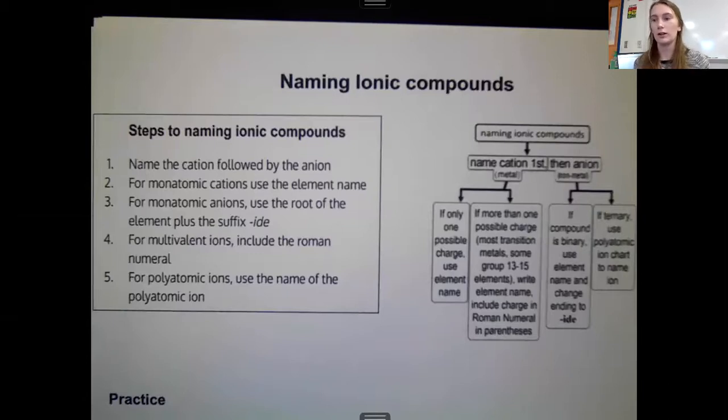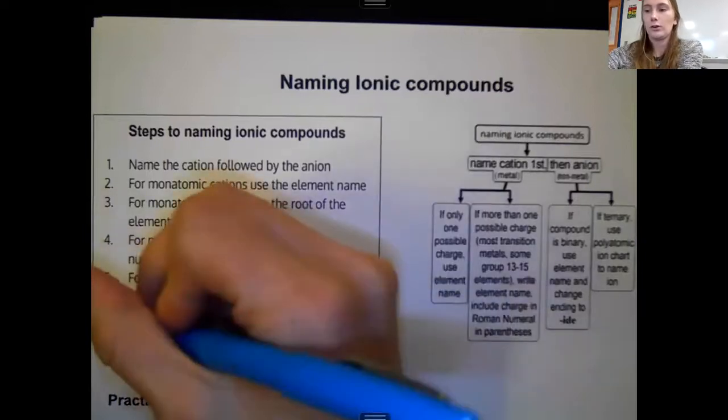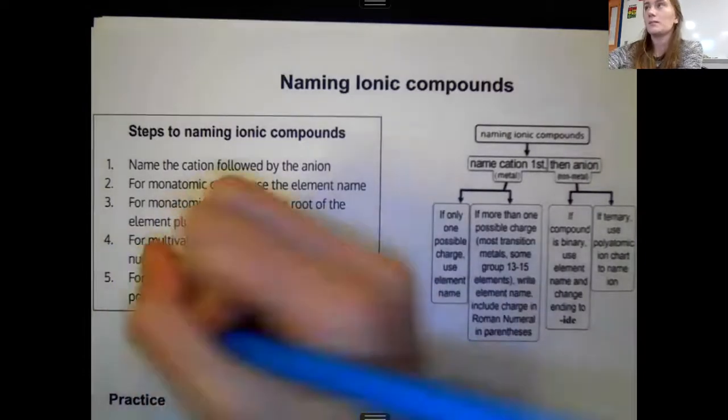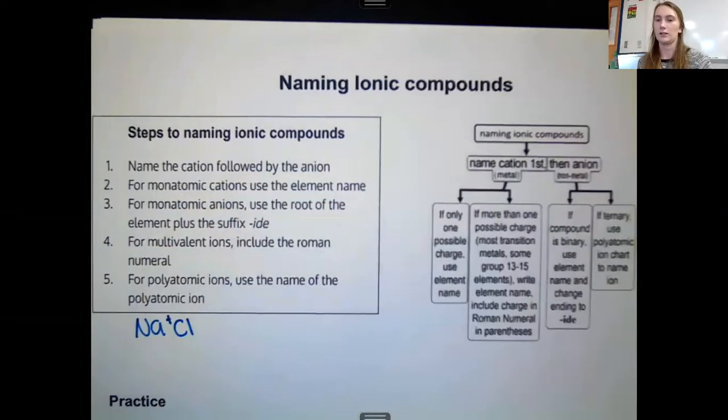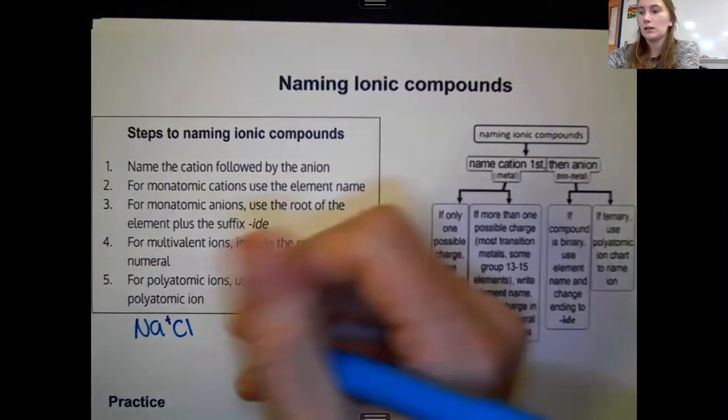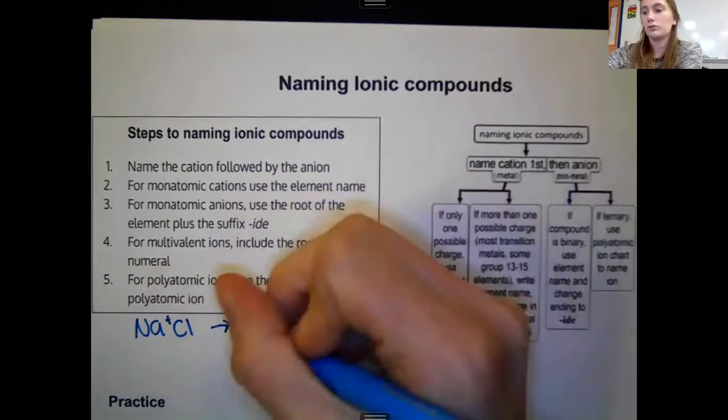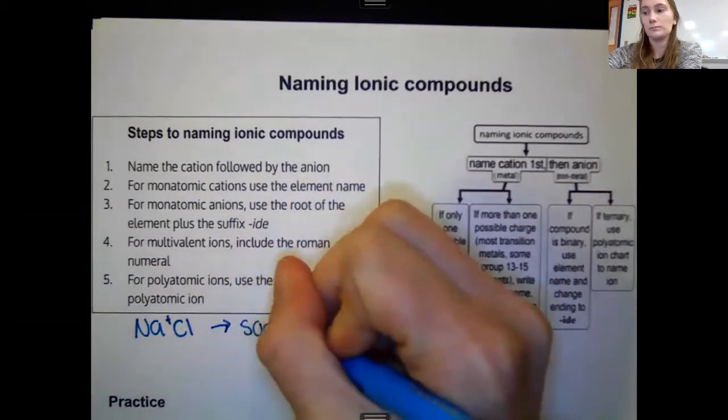For monatomic cations, which is what we've been dealing with, you use just the element name. Say we had sodium plus, paired with Cl, so we have sodium and chlorine. For monatomic cations, you use that element name, so we just use sodium.